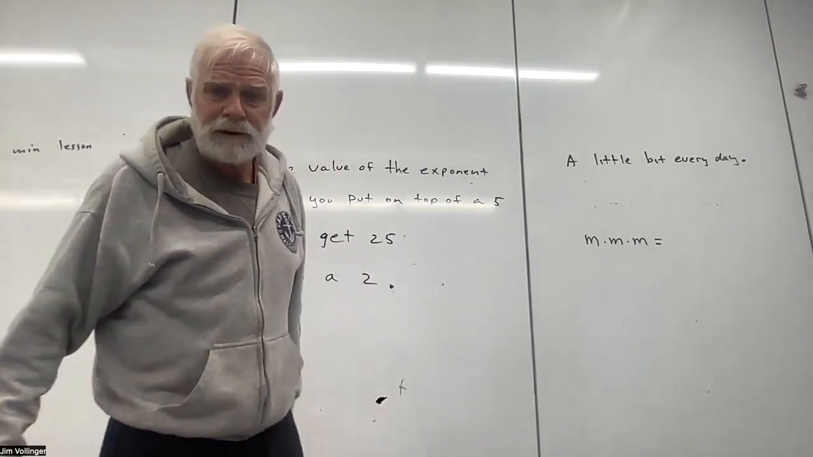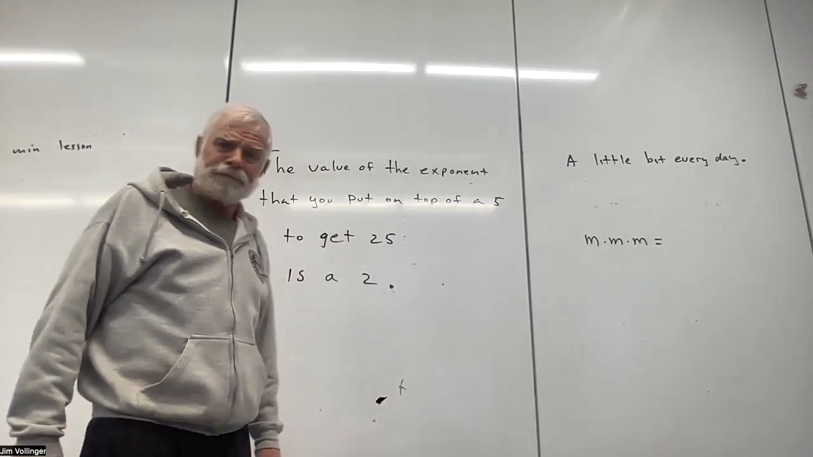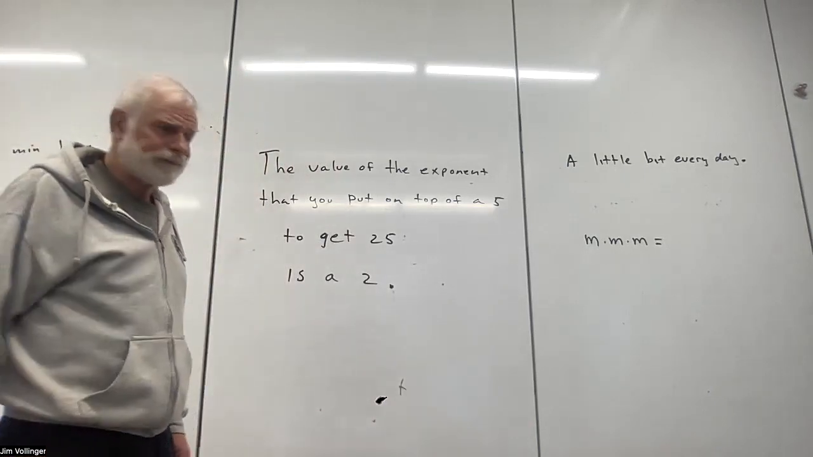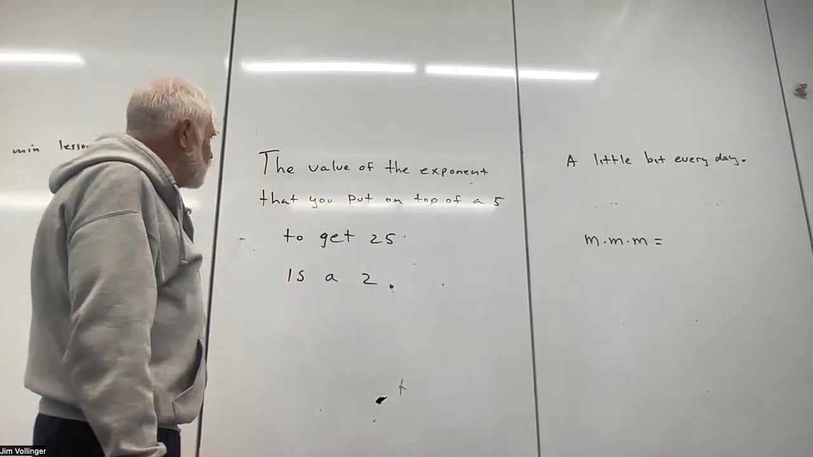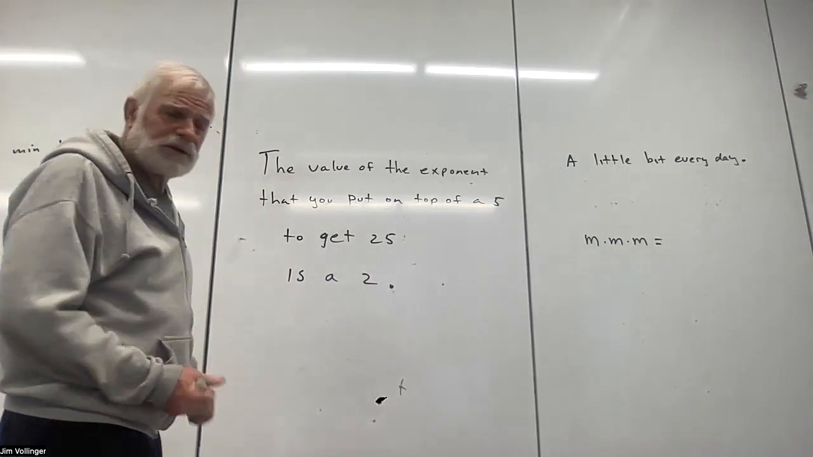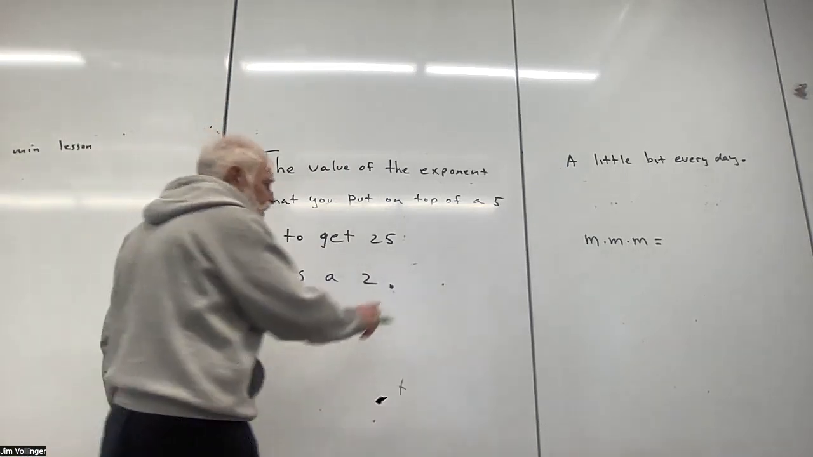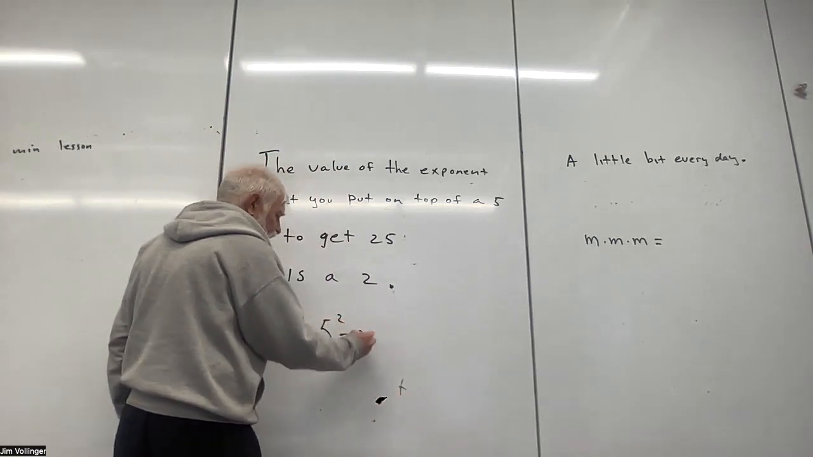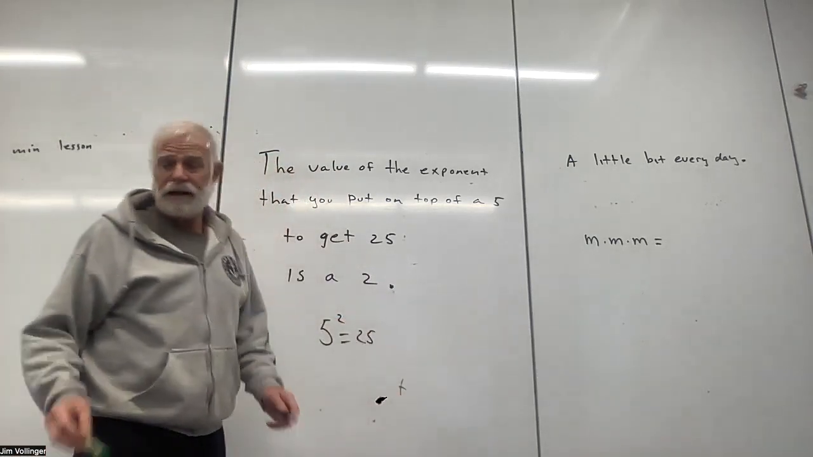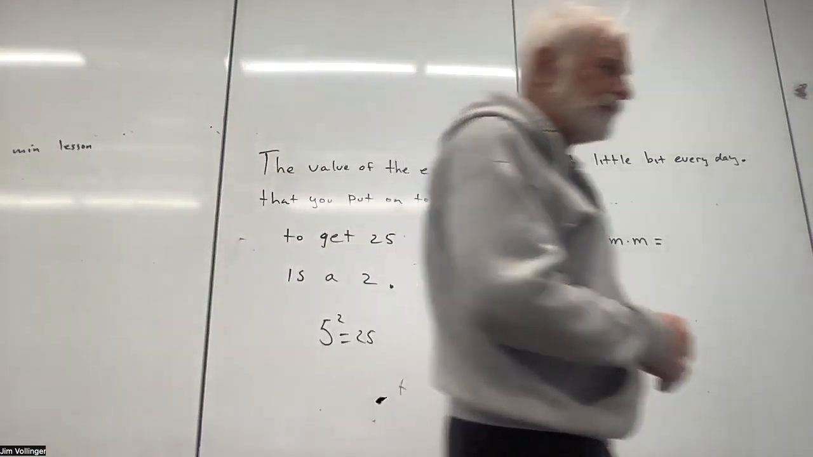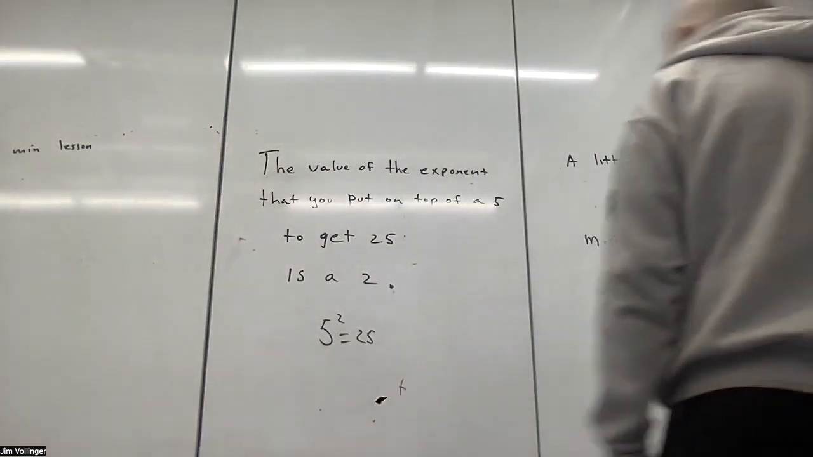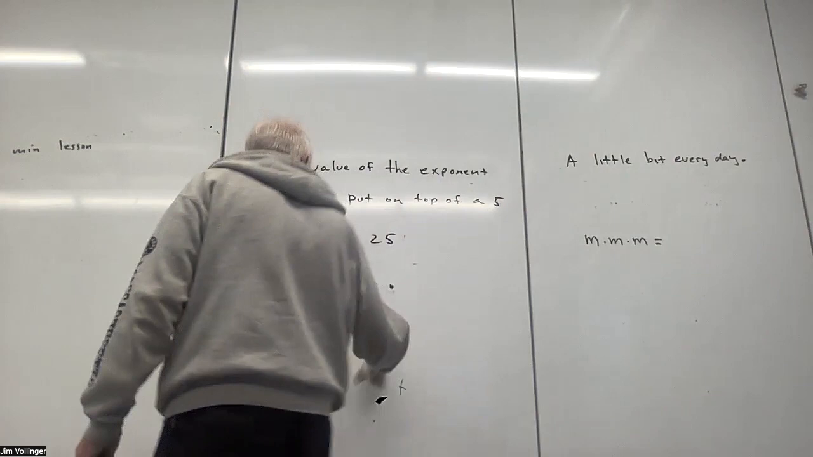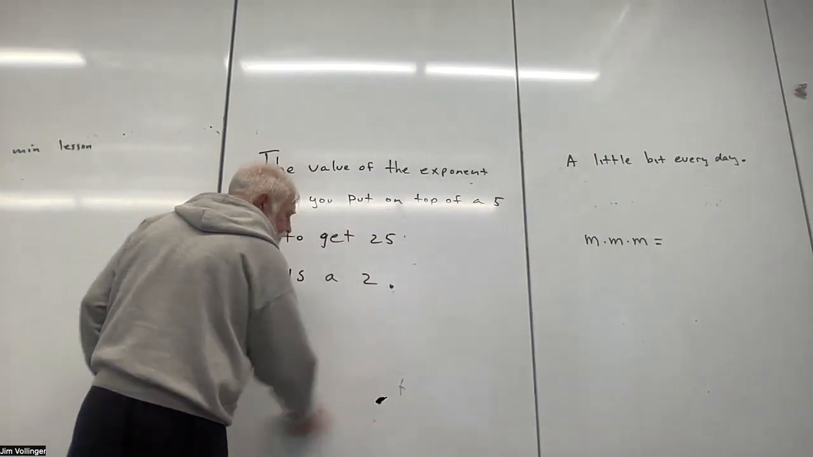How did it all happen? Well, math is what explains that. It's what puts people on the move. All right, so the value of the exponent you put on top of 5 to get 25 is a 2. And I'm guessing, since it's now Algebra 2 class, most of you said 5 squared equals 25. And that's logical. That makes a lot of sense that you'd say that. But guess what? It's not what I wrote.